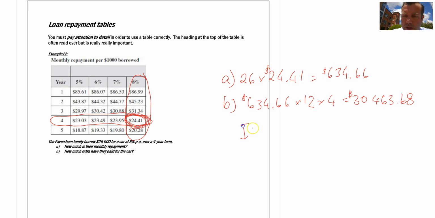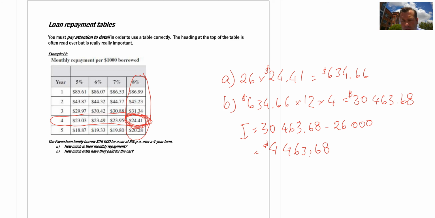So my interest is going to be equal to that figure, $30,463.68 minus $26,000. That means how much extra do they pay? How much interest do they pay? They pay $4,463.68. Okay, that's it. That's that question done. That's all the example there is for this lesson.